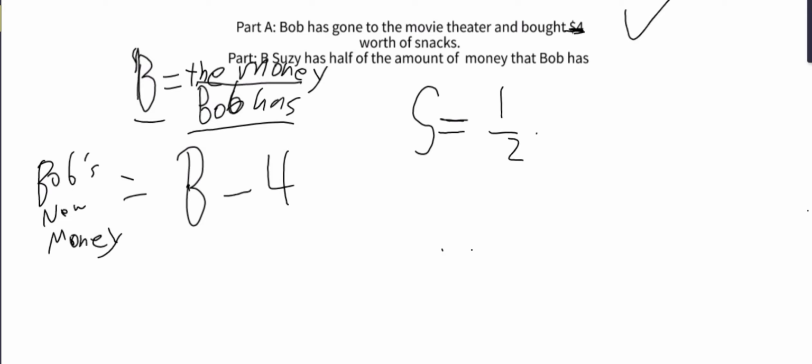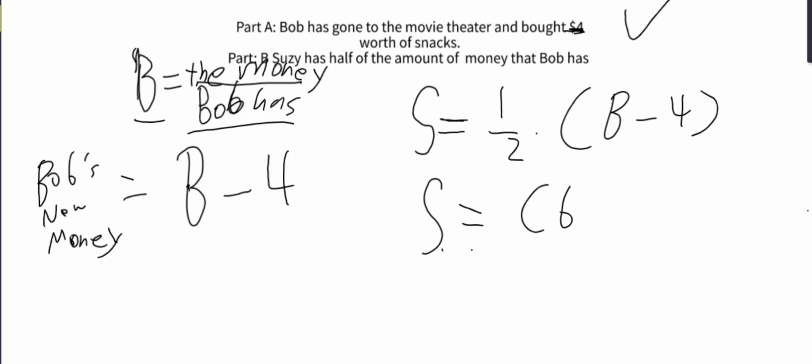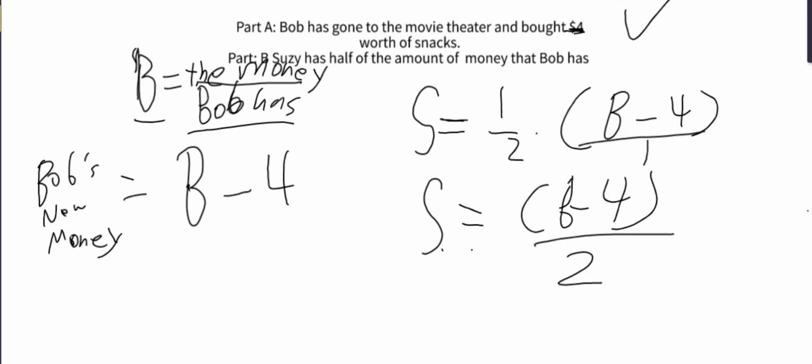1/2 multiplied by B minus 4. Now, if you've learned multiplying fractions, you know that we just multiply across to get B minus 4 on top, and then multiply the bottom. This is just B minus 4 over 1, to get B minus 4 over 2. And this is our final answer.